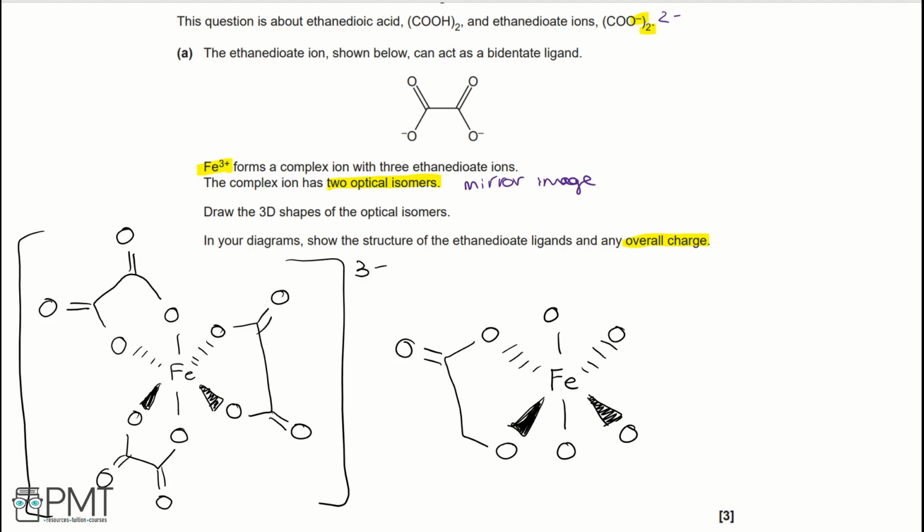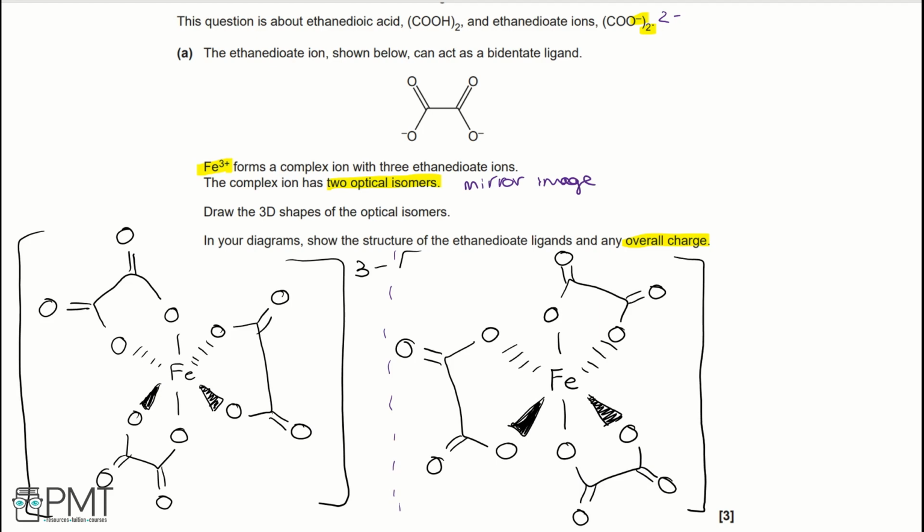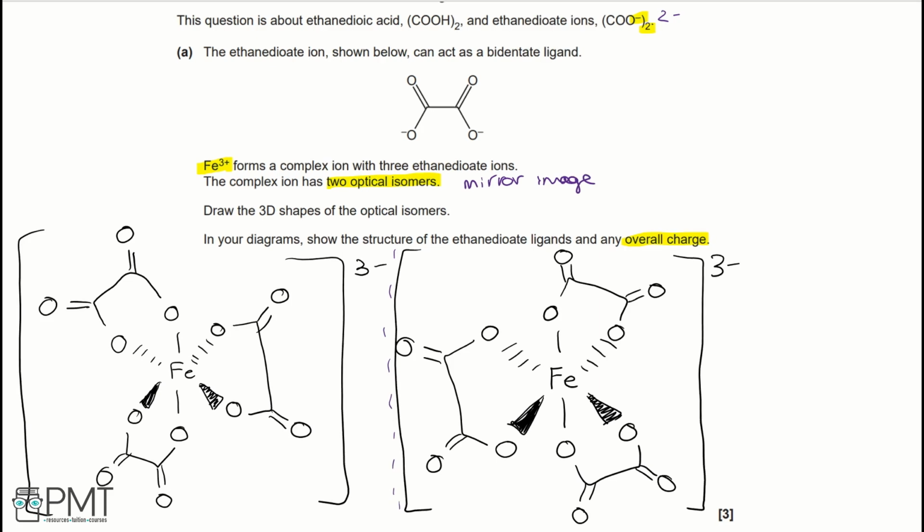So, as you can see, we can imagine a mirror line, and that is what we're using as our guide to complete the shape of this optical isomer. And then once we've completed the shape, we need to add its overall charge, which would be the same. It would be 3 minus. To get the 3 marks for this question, you get a mark for each correct optical isomer and their 3D shape, and then you get a mark for the correct overall charge, so 3 minus.